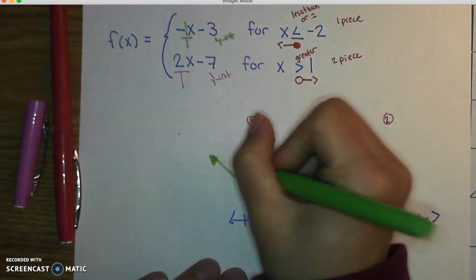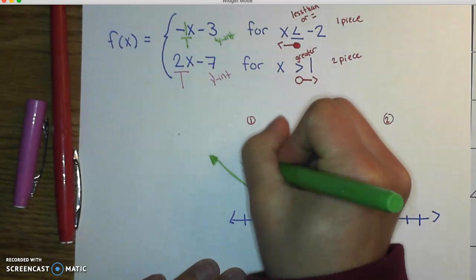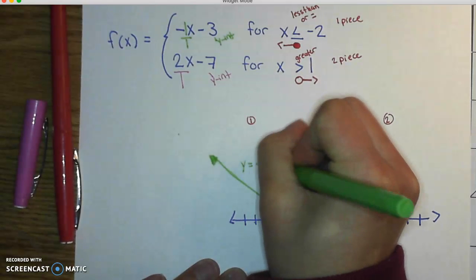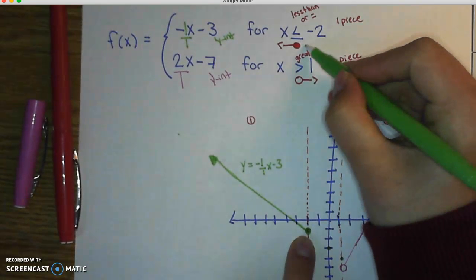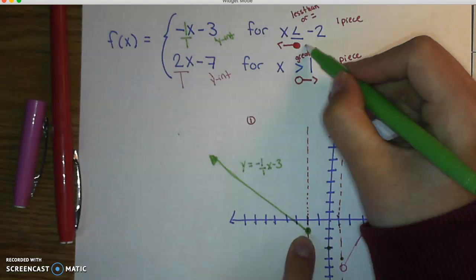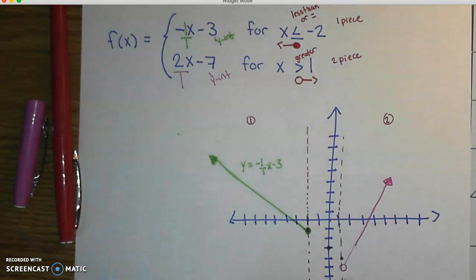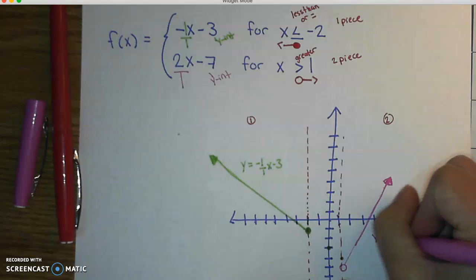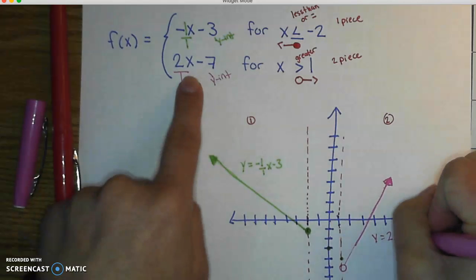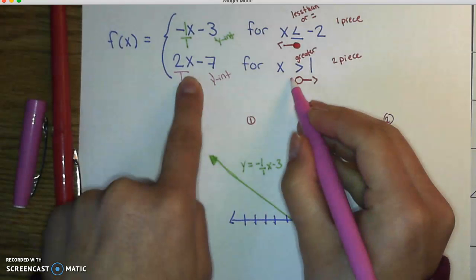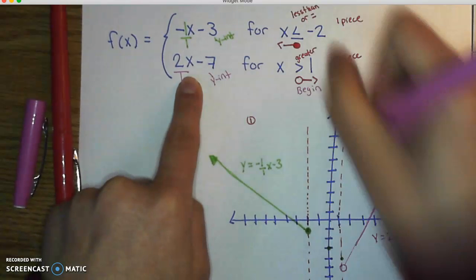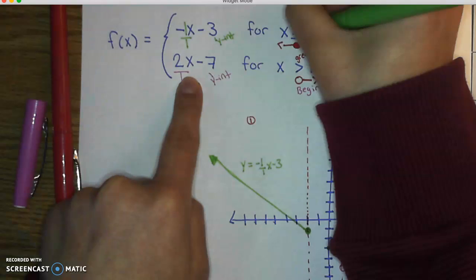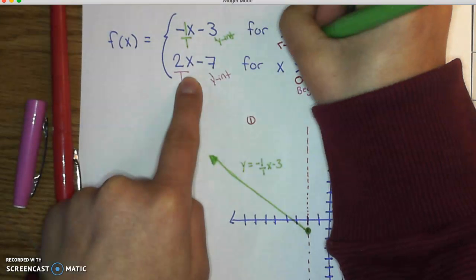So this equation right here is y equals -1 over 1 x minus 3. But I begin at this point. And then my pink equation is y equals 2x minus 7 from right here, but I begin here. This is where I begin.